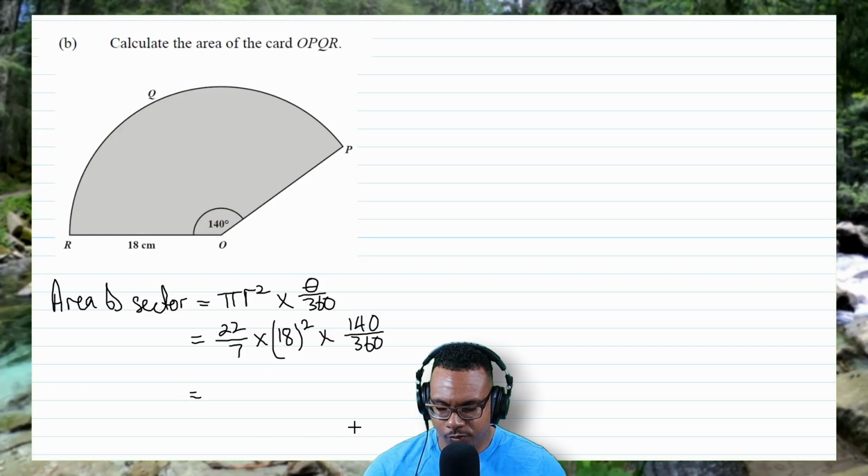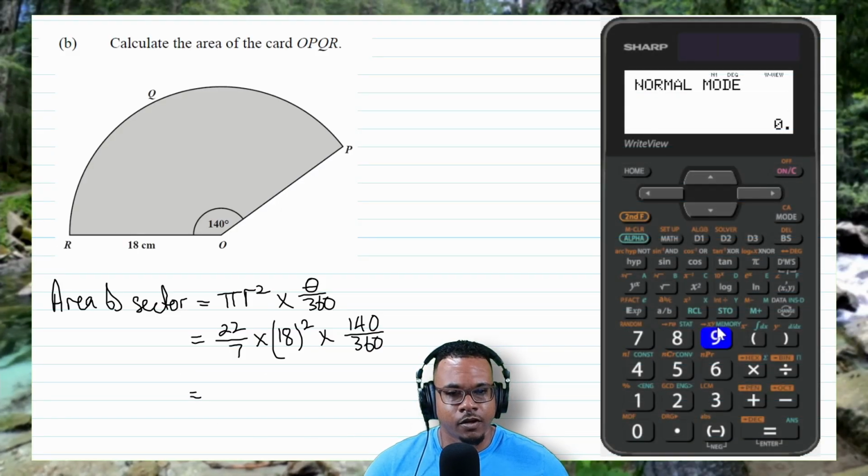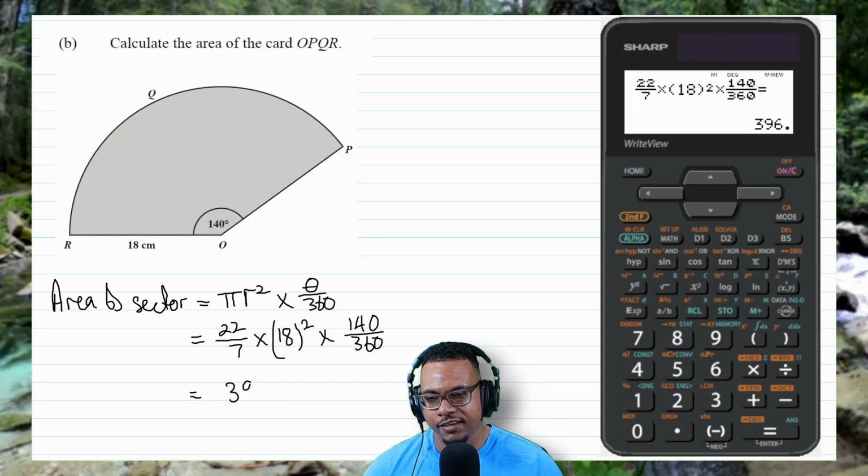And again, we can just do that on the calculator. For pi, I have 22 over 7, so 22 put over 7 like that. Multiply by 18 squared, so multiply by, open brackets, 18, close brackets, and squared like that. And then multiply by 140 over 360, so 140 put over 360, and let's press the equal sign, and we get 396. So we have 396, and that'll be centimeters squared.